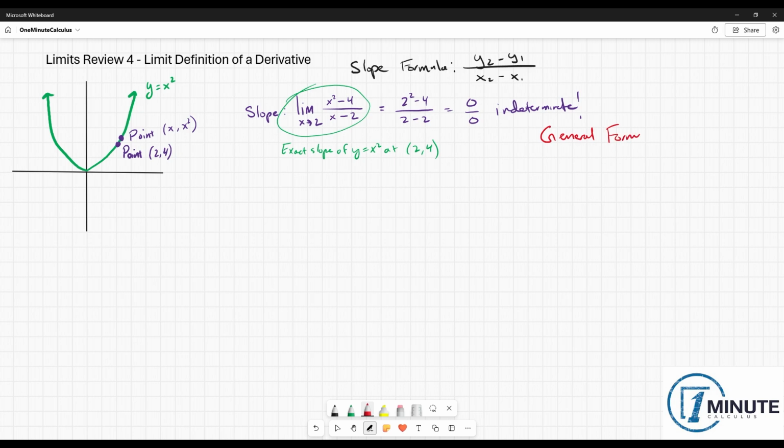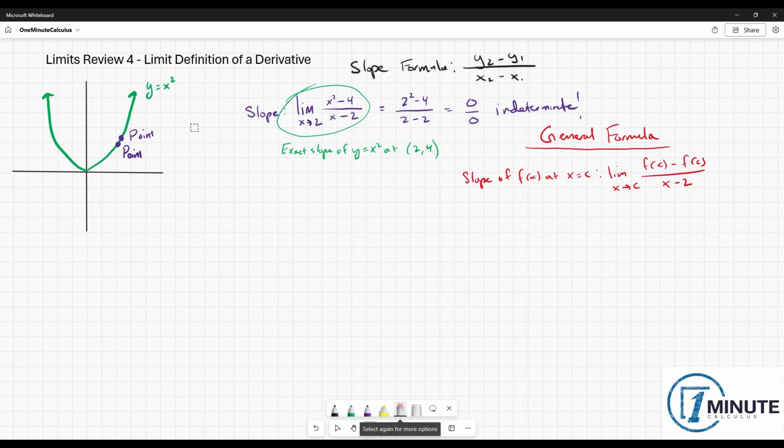We can generalize this formula by saying the slope of any function f of x at a point x equals c with this formula right here. Now suppose we want to make a function that represents the slope of f of x at any point, aka the derivative. Well, instead of picking a specific point on our function, we just need to generalize it.